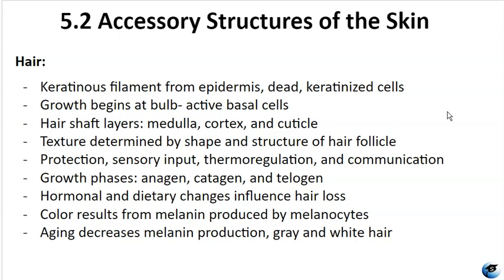Hair growth occurs in the anagen, catagen, and telogen phases, with hormonal and dietary changes influencing hair loss. Hair color, like skin color, results from melanin produced by melanocytes. Aging decreases melanin production, leading to gray and white hair.